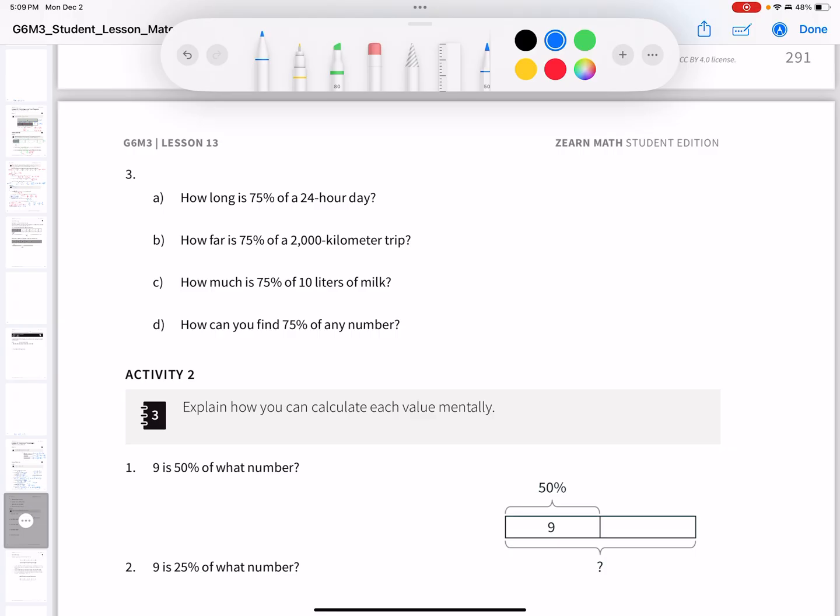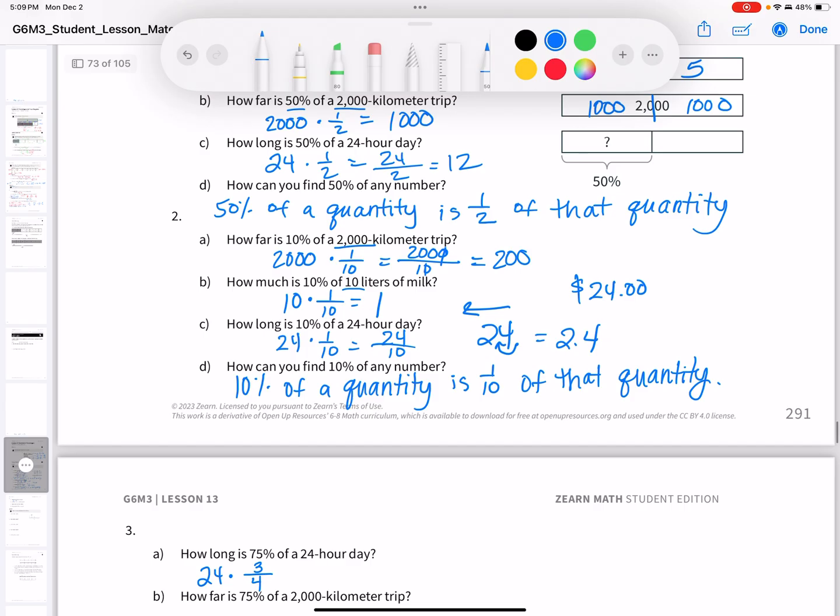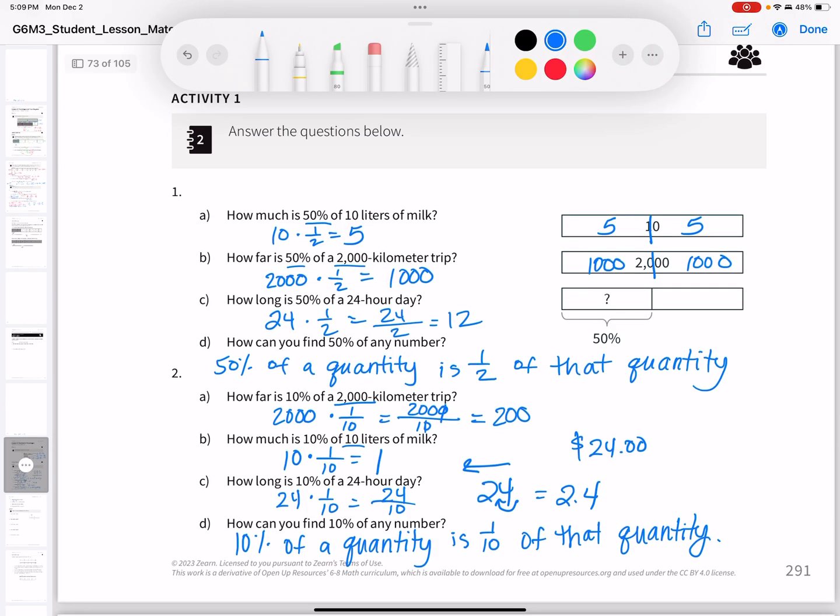Alrighty, so our next one says, how long is 75% of a 24-hour day? Well, we know from the very beginning that 75% is 3/4, right? That's our fraction. You have to know that fraction and that decimal. So 75% is 3/4. 75% is 75 hundredths as a decimal, right? So we're going to take 24 and multiply it by 3/4, just like we did here. 24 times 1/10 to get 10% and 24 times 1/2 to get 50%.